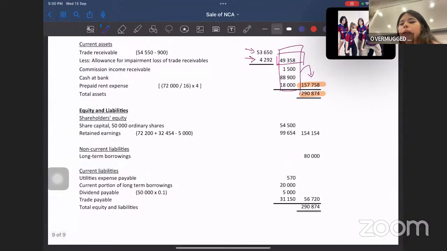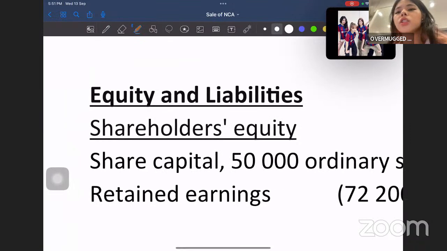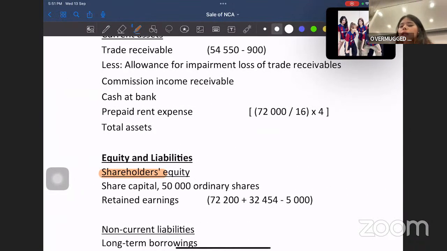Okay, and then the second portion will be your L and E. Okay, so we will start with E first. And as for here, take note that it will be a shareholders' equity because this is a company. But if it's not a company, then it will be an owner's equity. Okay, so take note of that. So shareholders' equity, you have these two lines. Your share capital and your retained earnings.